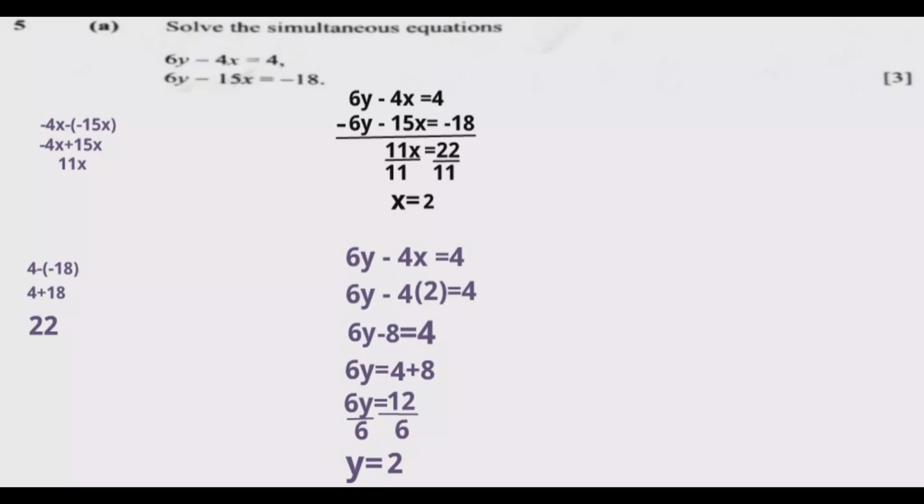Okay, we come to 5b, question 5b, which is as follows. Given that t is equal to (2 minus q) over (8 plus q), make q the subject of the formula. Given that t is equal to (2 minus q) over (8 plus q), make q the subject of the formula.